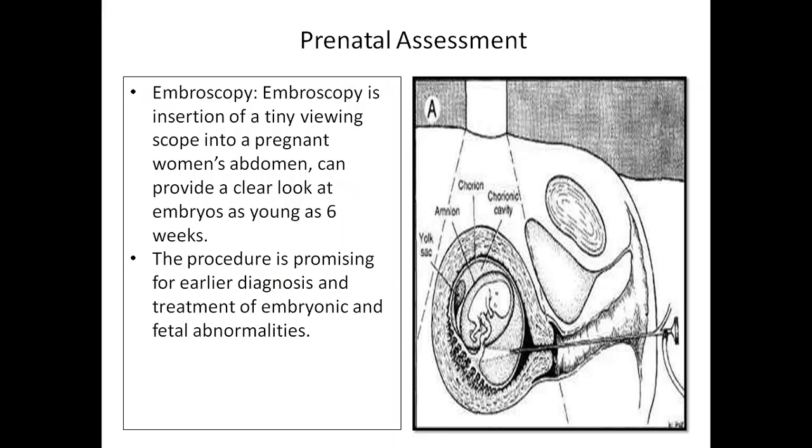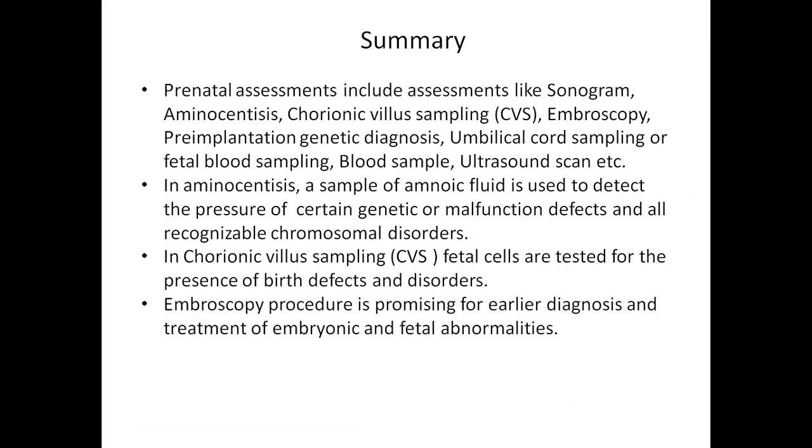Third method is the embryoscopy. Through this method, an embryoscope, a tiny viewing scope, is inserted into a pregnant woman's abdomen. It can provide a clear look at embryos as young as 6 weeks. The procedure is promising for earlier diagnosis and treatment of embryonic and fetal abnormalities.